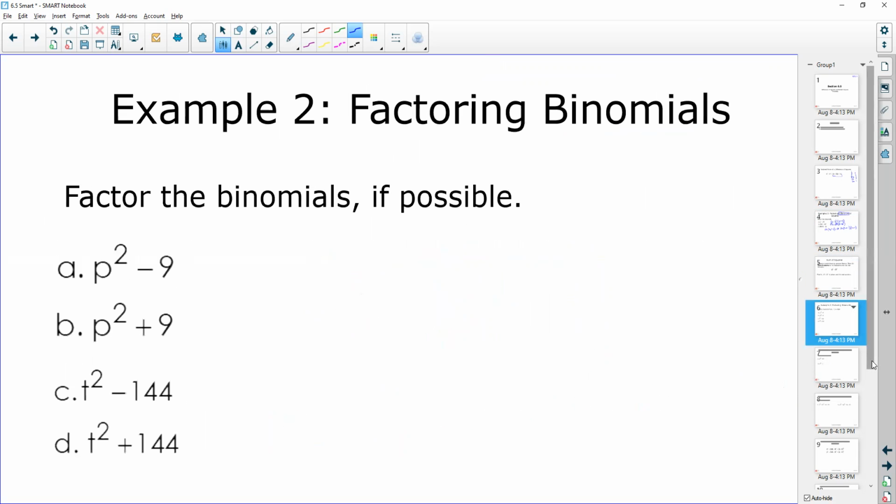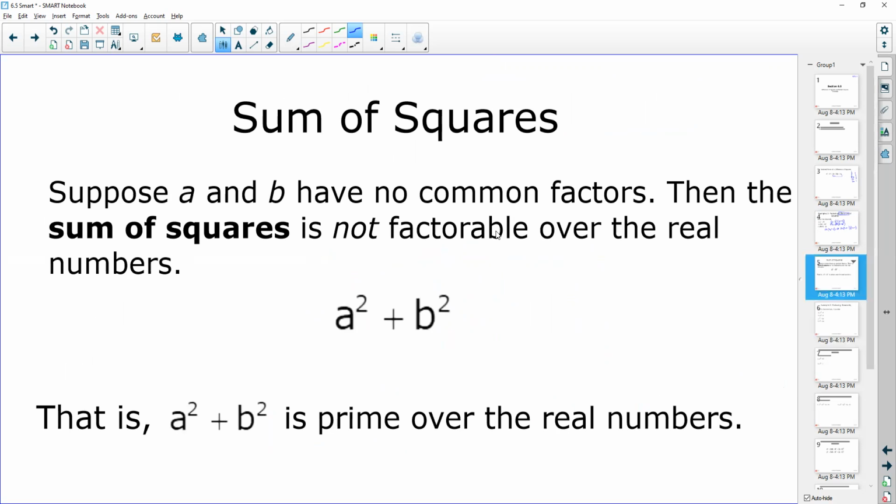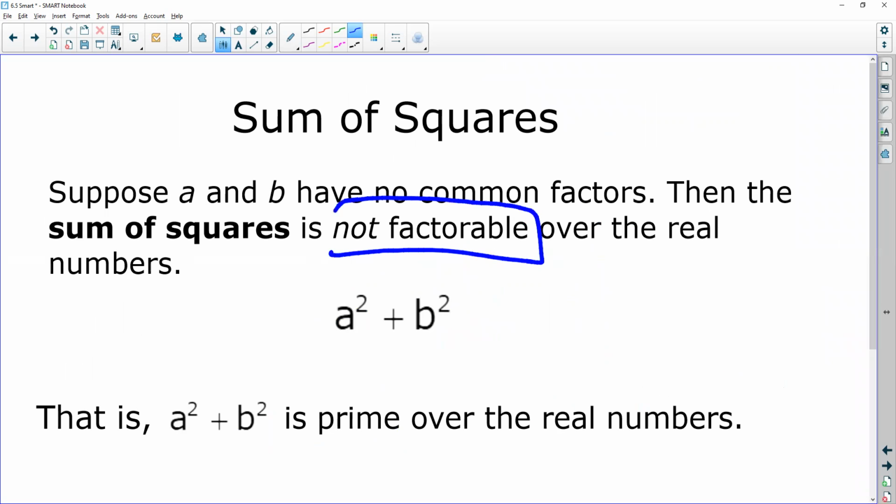The second kind of thing that you're going to see show up is the sum of squares. If a and b have no common factors, they're a sum of squares. Sum of squares is not factorable over real numbers. You cannot do anything with this. It is prime every time.